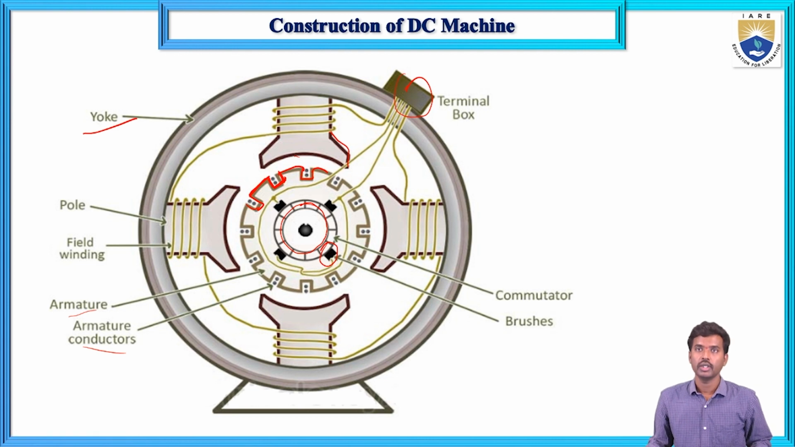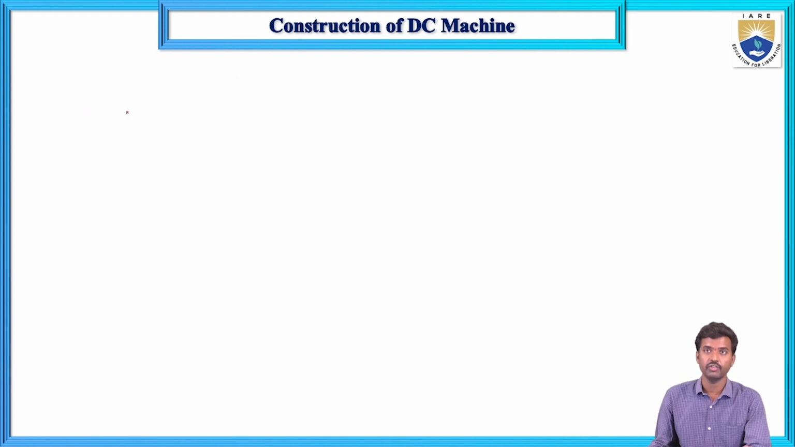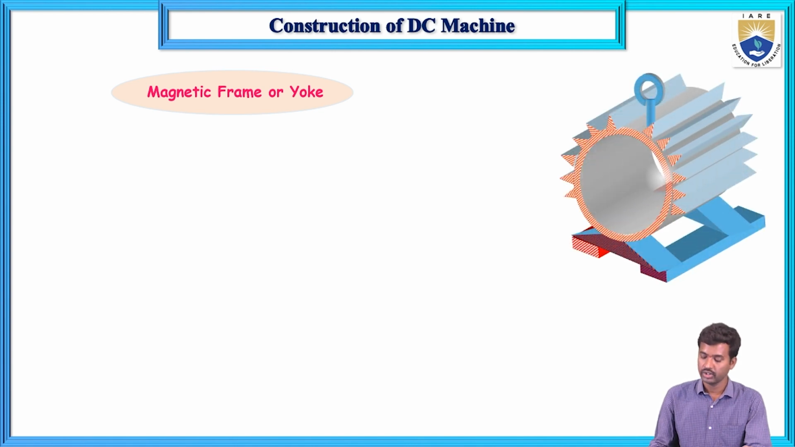So now I will explain the first part, that is the yoke, the magnetic frame, the body of the DC machine. This is the real picture of the body of the machine, the magnetic frame, the yoke.